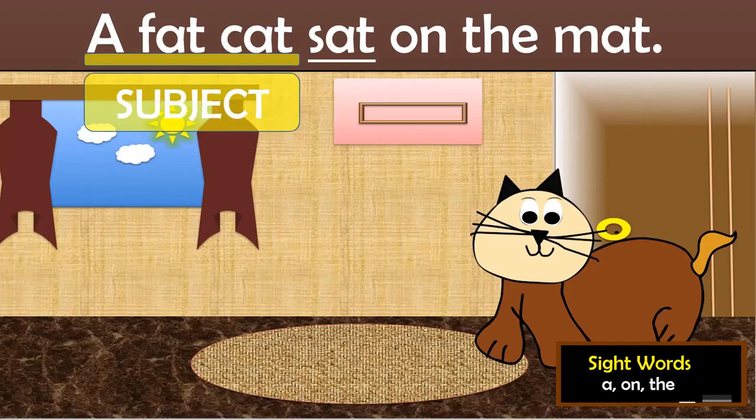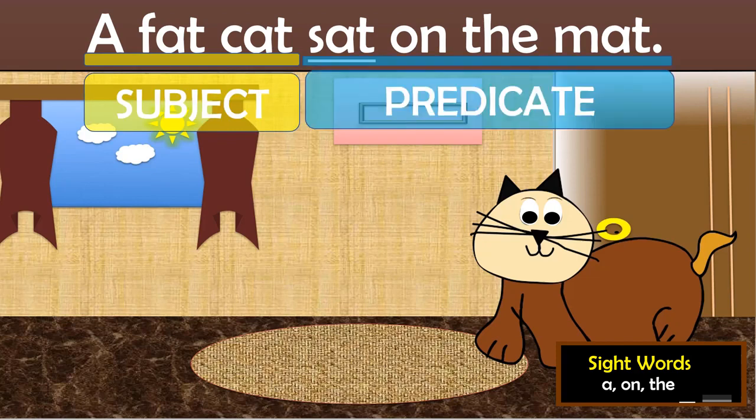What is the fat cat doing? It sat on the mat. This is the predicate. Note that the verb is sat.